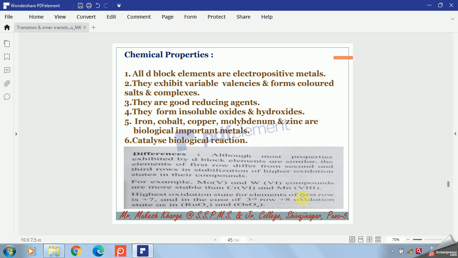Highest oxidation state for elements of the first row is +7 for manganese, and in case of the third row, +8 oxidation state as in RuO4 for Ru and OsO4 for Os. So this is the difference between the first, second and third transition series.